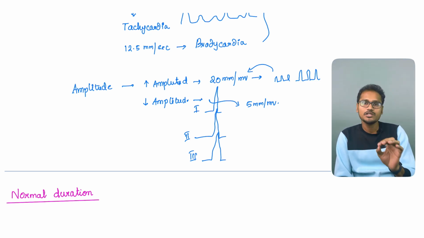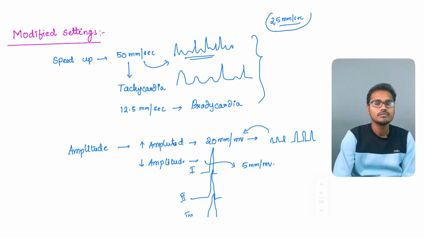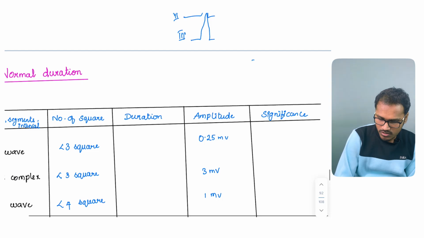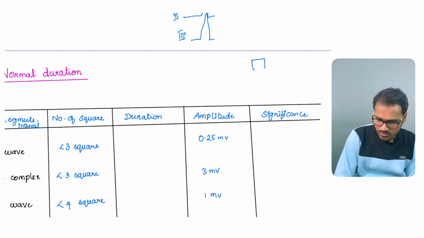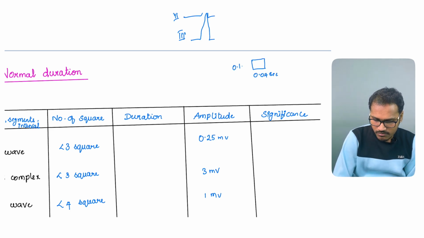But generally 90 to 95% of the time we don't need these settings. We will be recording the ECG under the setting of 25 millimeter per second and 10 mm per millivolt. This is the standard setting, we keep it. So the smallest box, if you remember this, it is good enough. The smallest box on the x-axis is 0.04 seconds. And on the y-axis it is 0.1 millivolt.